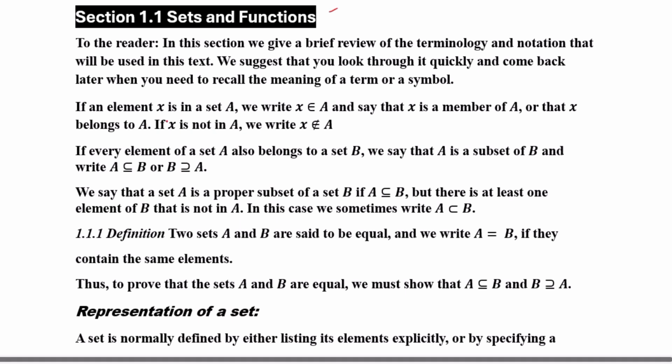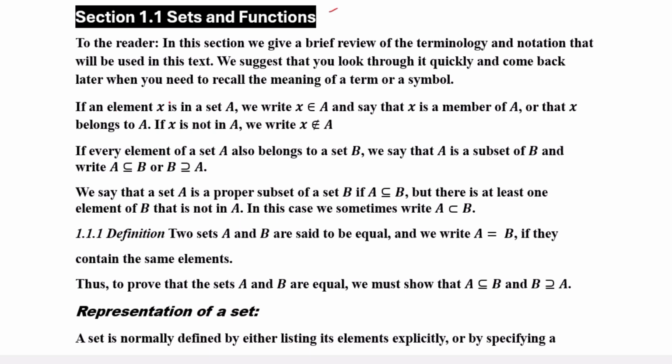First definition: if an element x is in a set A, we write this as x belongs to A. We say that x is a member of A, or that x belongs to A. And if x is not in A, then we write this as like this. If every element of set A also belongs to set B, we say that A is a subset of B, and we write A subset of B, or B superset of or equal to A. We say that A is a proper subset of B if A is a subset of B, but there is at least one element of B that is not in A. In this case, we write this as.